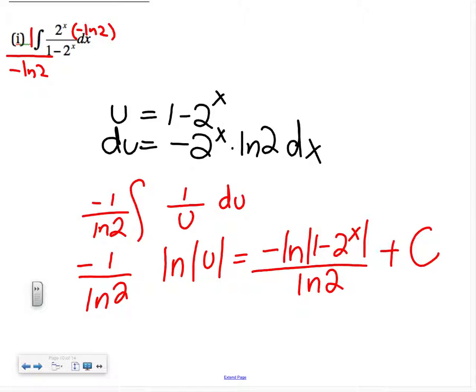Again, if you need to pause the tape here, go ahead and pause the tape so you can get caught up and maybe talk to each other about this particular integral, because it's weird.